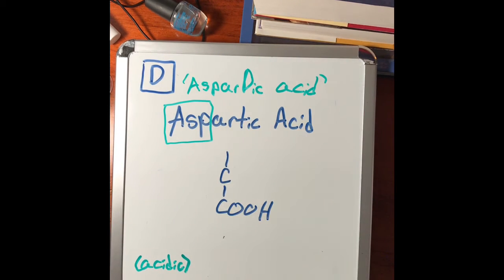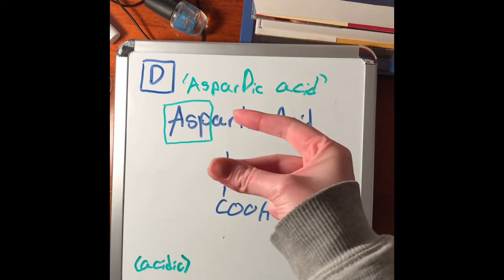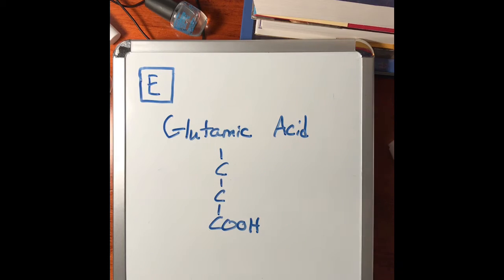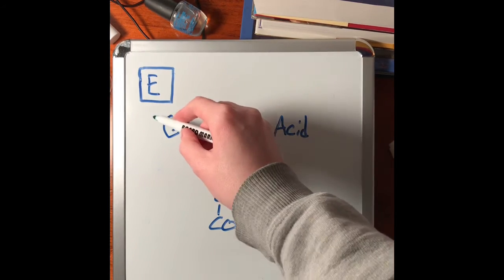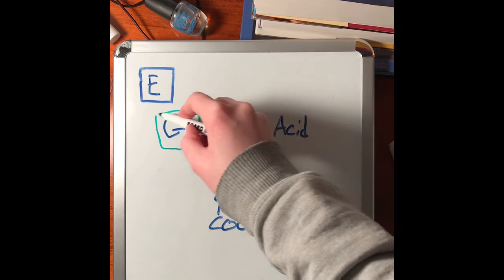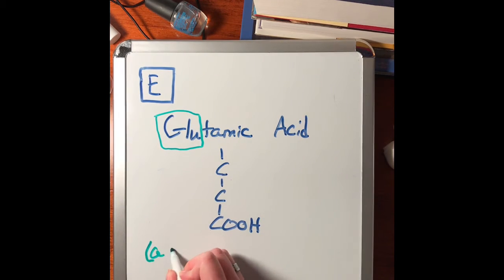Now we are going to move on to an amino acid that is related to aspartic acid, and that's going to be glutamic acid. Glutamic acid corresponds to the letter E, and its 3-letter abbreviation is GLU. It is also the second and last acidic amino acid.